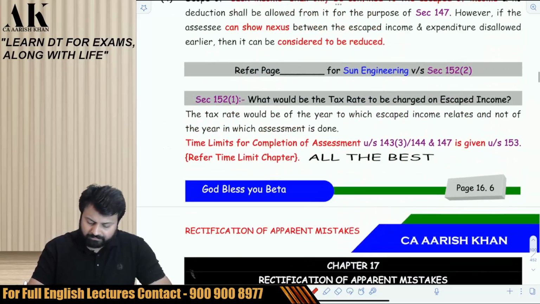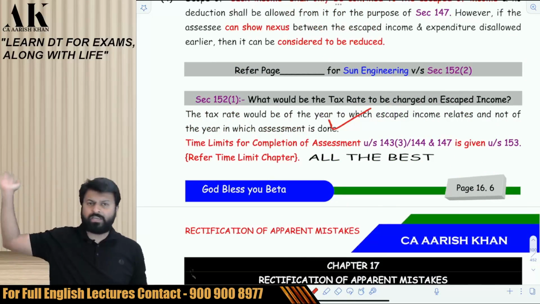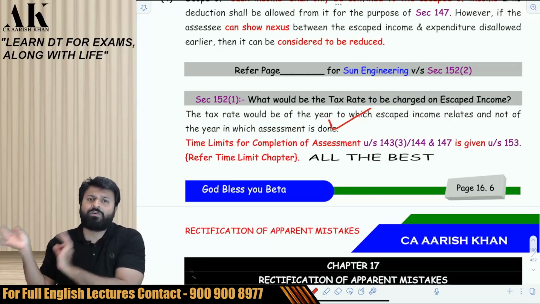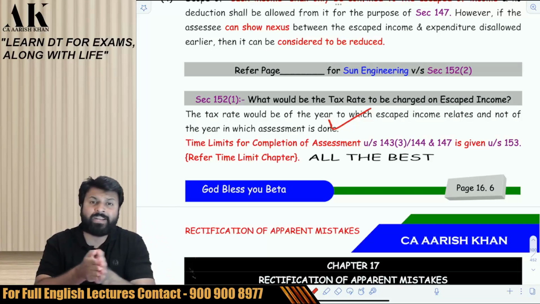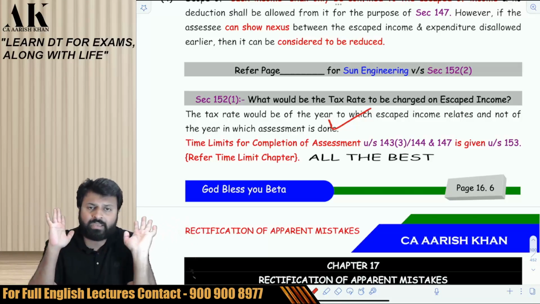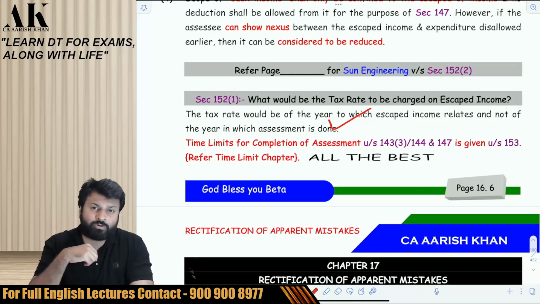Last but not least, what are the tax rates applicable for the earlier years for which the assessment is open? The tax rates applicable will be those of the year in which the income was assessed to tax. Suppose you are opening the assessment of 17-18, then the tax rates of 17-18 will apply and not today's tax rates. Okay, I hope it is clear to all of you. Go through it and then we'll move on to the next topic.